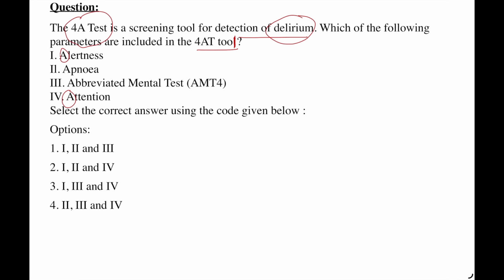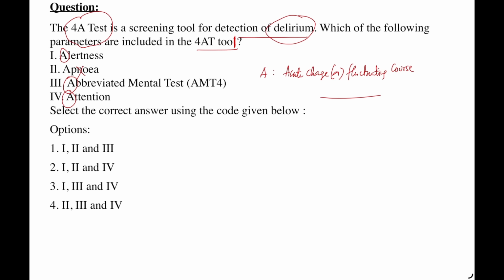Next is abbreviated mental test. Okay, so it's not apnea. Okay, fourth A is acute change or fluctuating course. Acute change or fluctuating course.